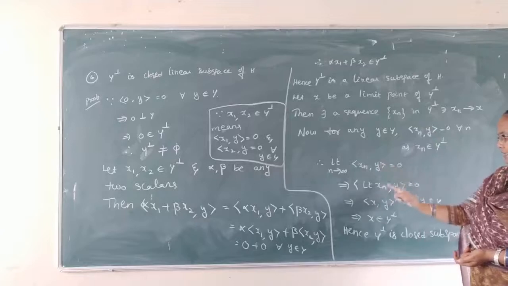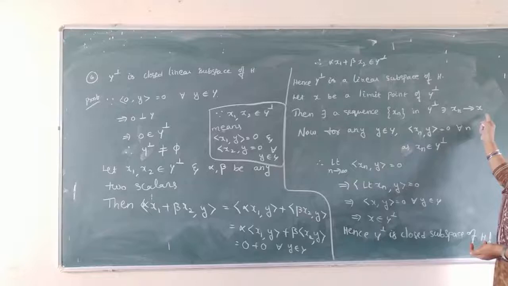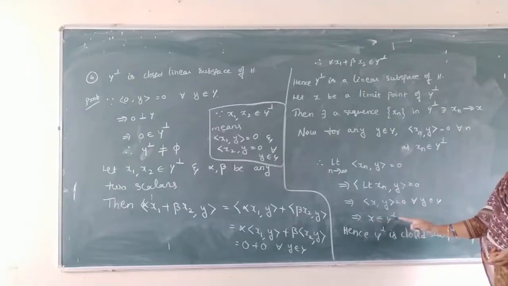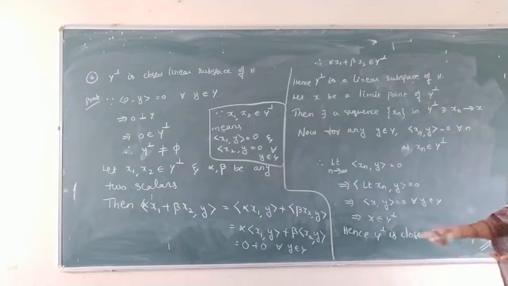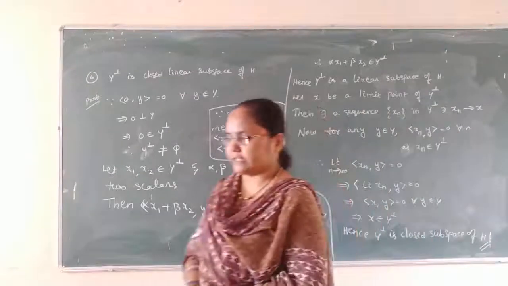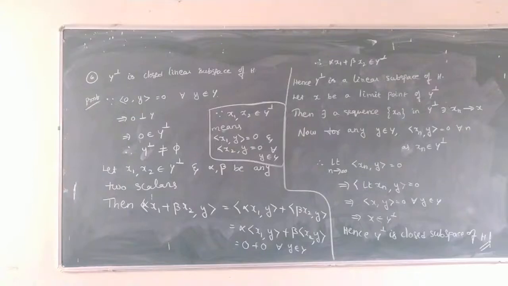Limit of xn comma y is equal to 0. Limit of xn is nothing but x. So x comma y is equal to 0. So x belongs to Y orthogonal complement. Hence Y orthogonal complement is a closed linear subspace. So finally, hence Y orthogonal complement is a closed subspace of Hilbert space H. Okay. Next we will discuss direct sums in our next class.